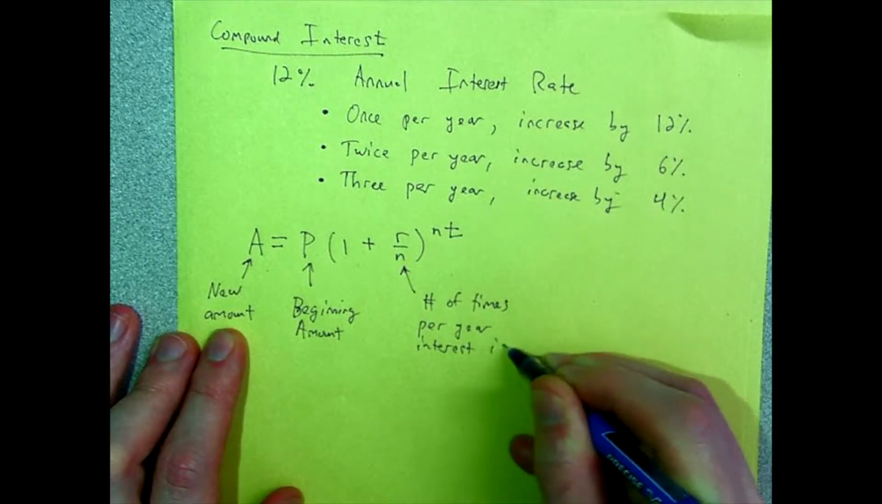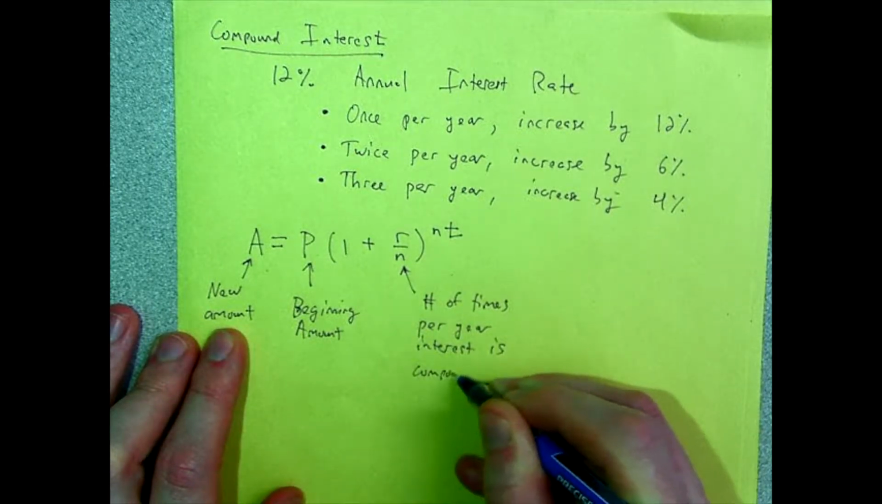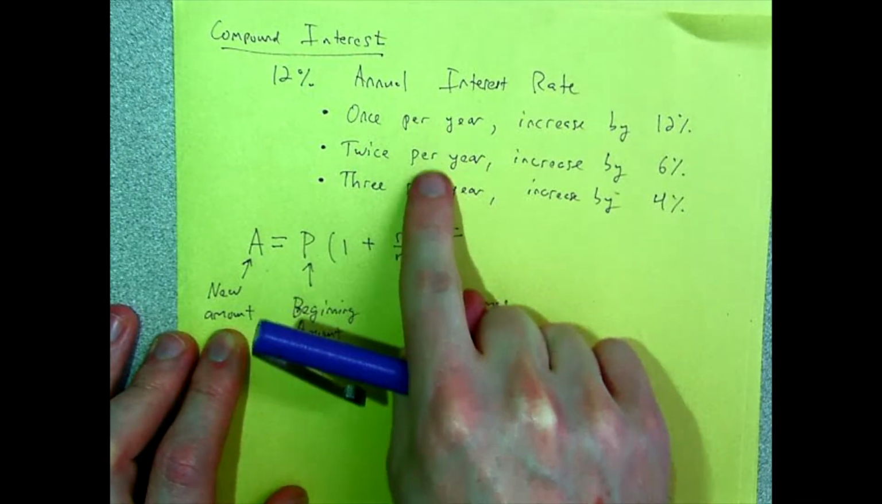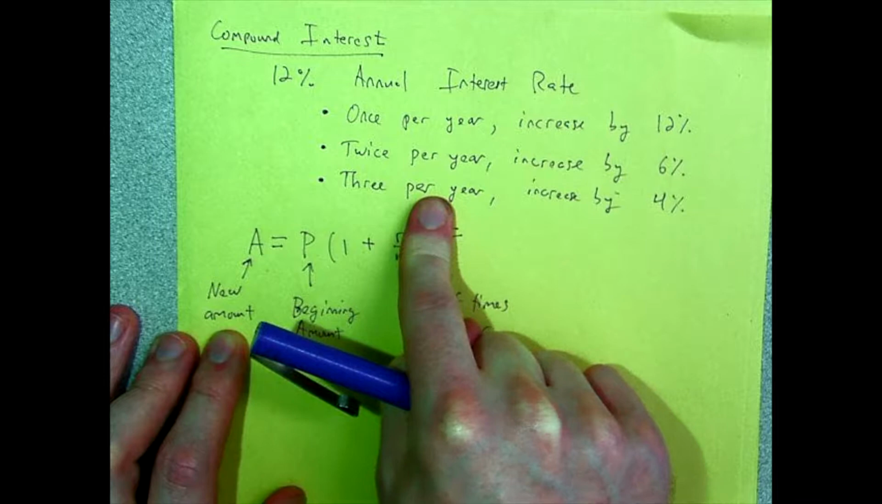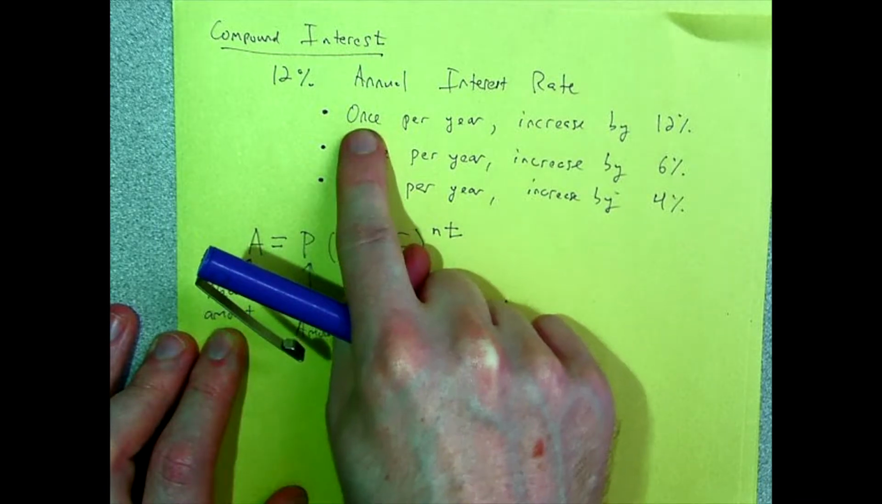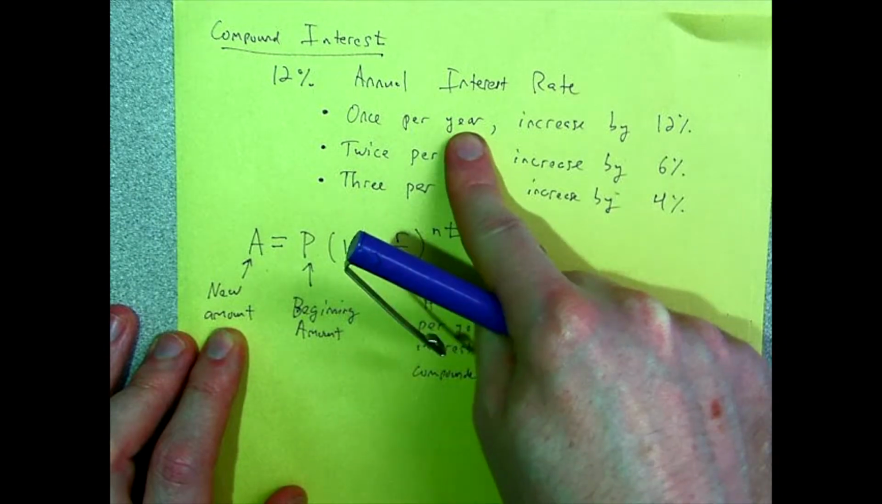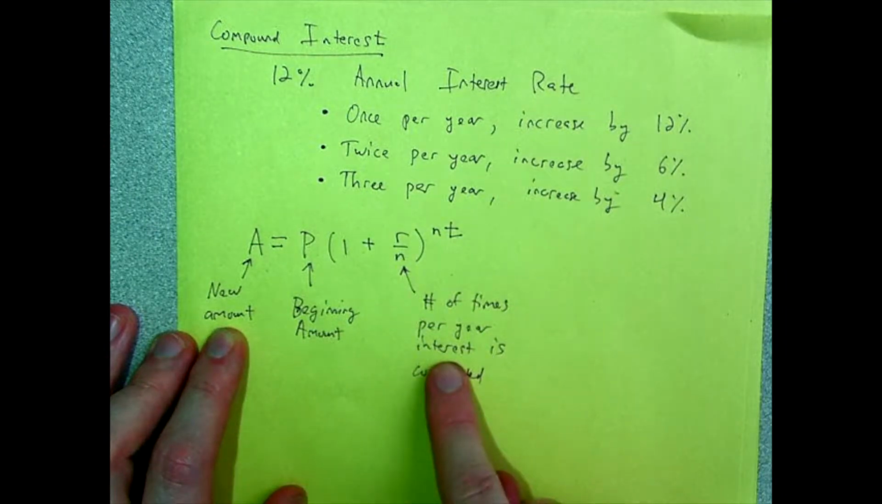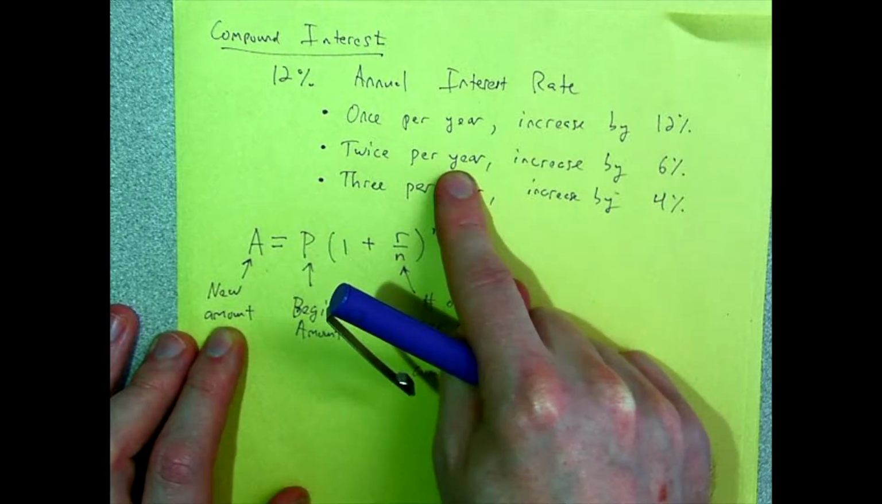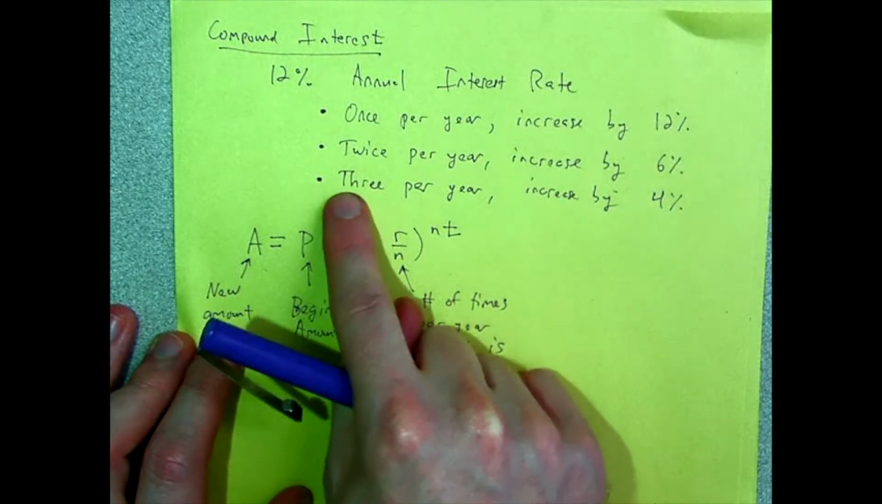So what do I mean by that? Well, in these 3 examples here, we were compounding interest at different times. Here, we were compounding interest once per year. In that circumstance, N would be 1. Here, in this second option, we were compounding interest twice per year. N would be 2. Here, we're compounding 3 times per year. N would be 3. So that's what N represents.